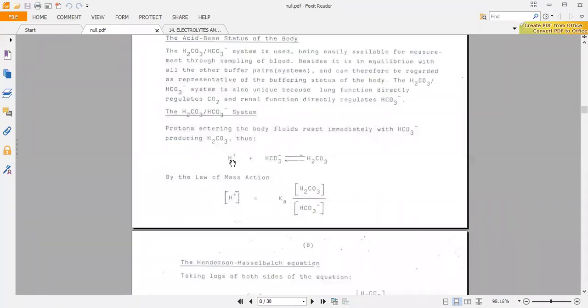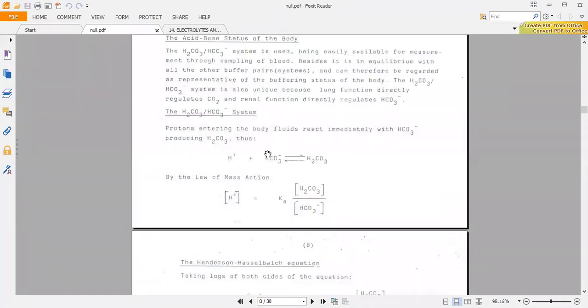So what's going to happen is that if, let's say, I inject someone with H plus ions, this is the conjugate base. The conjugate base is going to react with the H plus ions that I injected into the person, and it's going to move the reaction to the right, and that's going to give us more H2CO3, and this H2CO3 will break down to water and then carbon dioxide. Then you breathe the carbon dioxide out. So this is how the bicarbonate buffer system works.